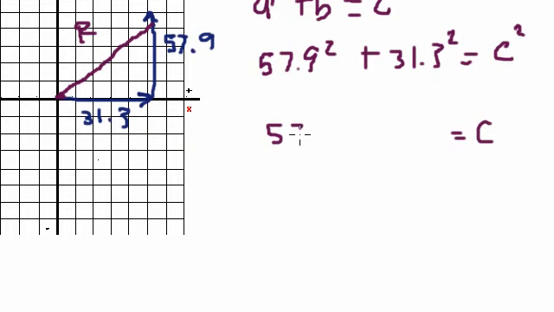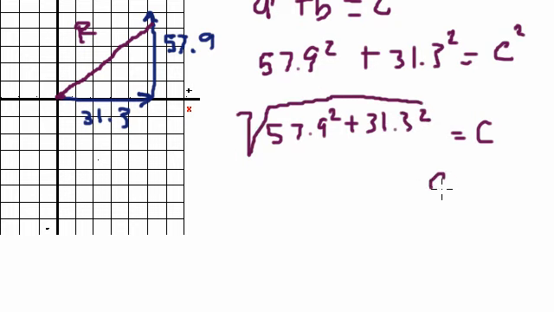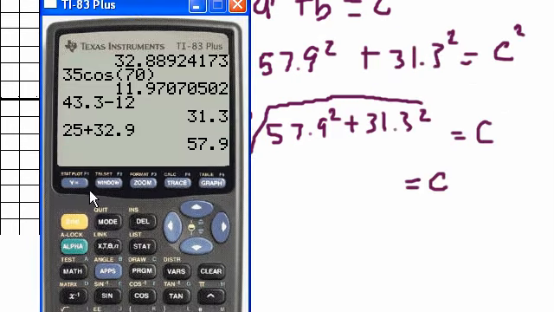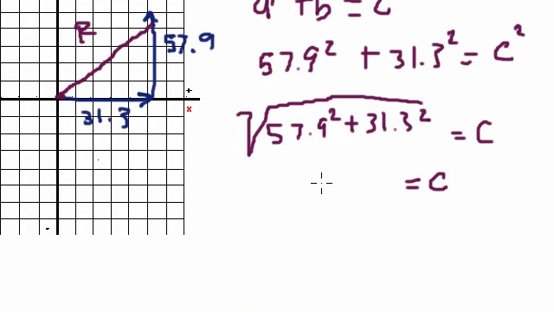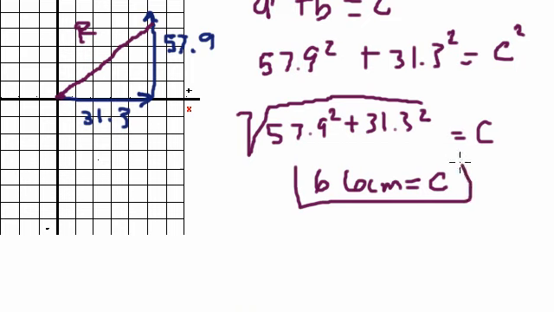Okay, so I'm just going to plug all of that in the calculator. So we have the square root of 57.9 squared plus 31.3 squared. That gives us 65.8, which I'll round to 66. So we just found out that this is actually 66 centimeters. So that's the answer. That's the resultant vector, which is what initially you're looking for. Okay, and another thing, vectors have a direction, so you need to find the angle.